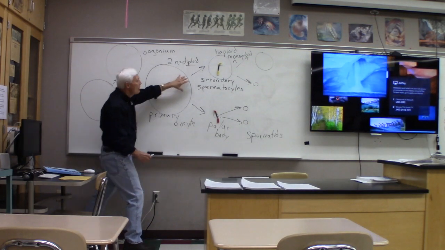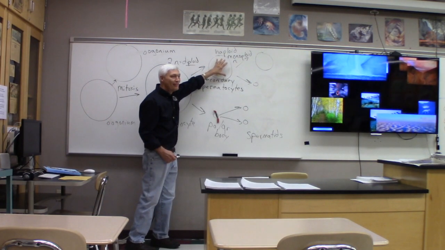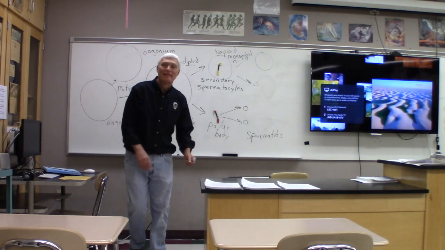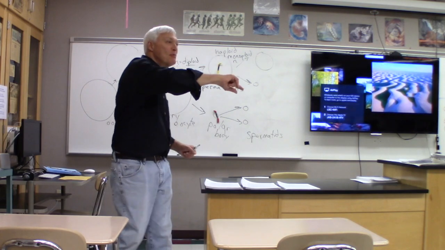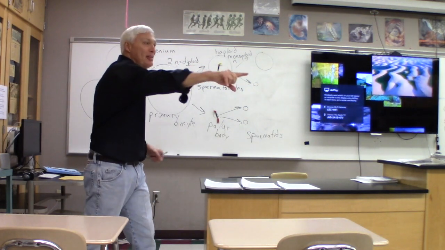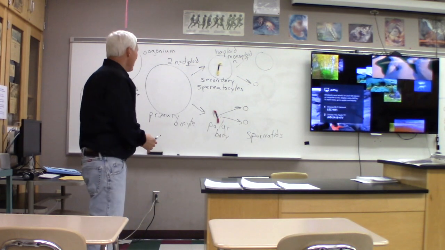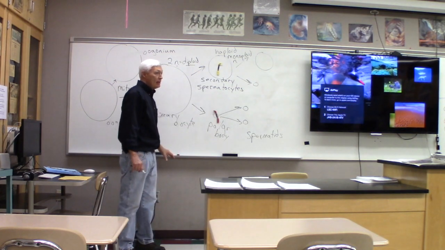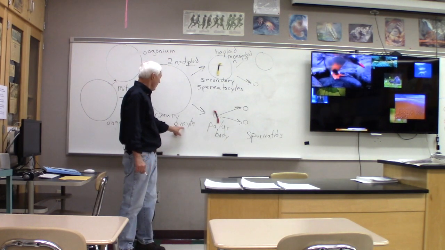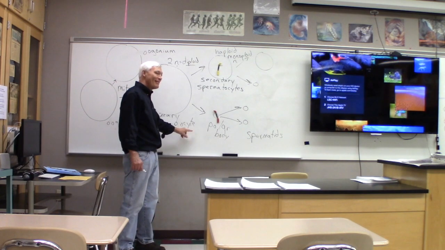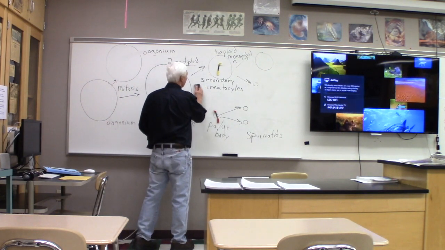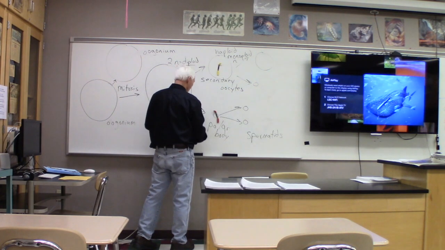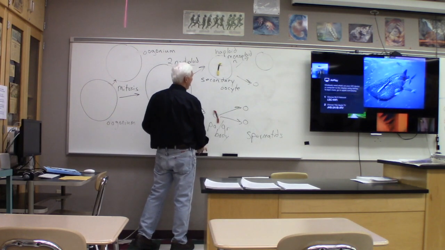Who wants to take a guess as to what this cell is going to be called? Should I use the random pointing finger of doom to pick a victim? Angie? You know what this cell's called? It's not a secondary spermatocyte. Yep, secondary oocyte. That's what it's called. So, secondary oocyte, singular. Okay.